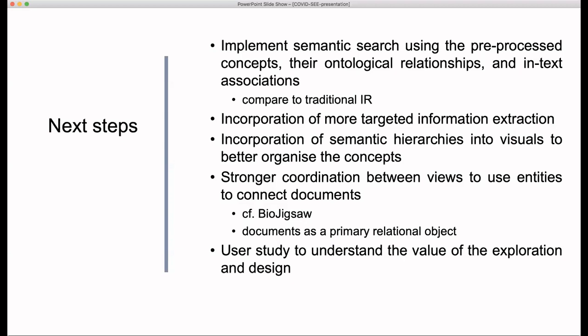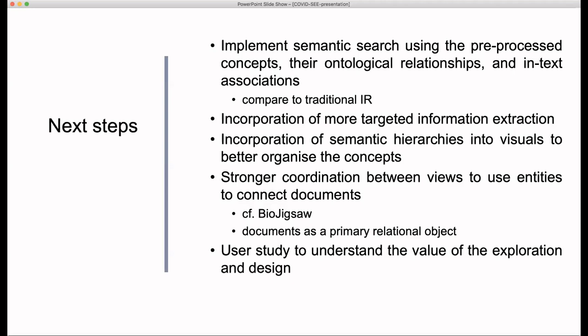I also want to explore stronger coordination between the views. When I was in Colorado, we worked on a system called Bio-Jigsaw, where we used entities to connect documents together, and documents were in that framework a primary relational object, which they're not in our current implementation of COVID-C. I'd like to explore how we could leverage the relationships between documents more effectively, because right now we're looking at the relations within one document.